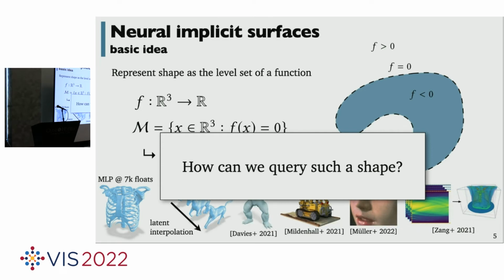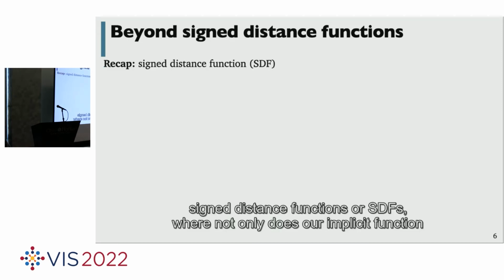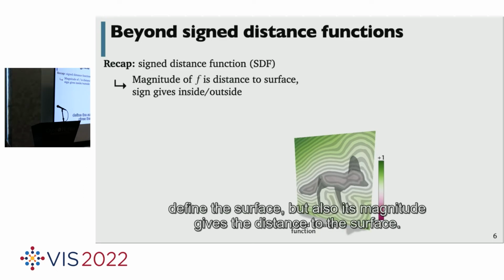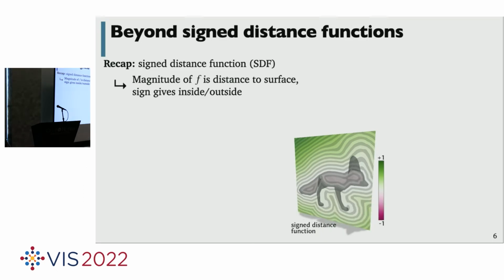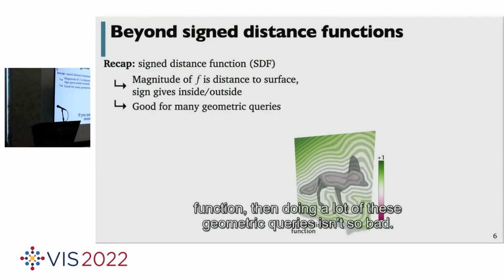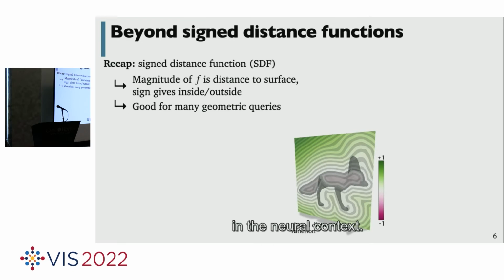The way this has been tackled in the past is by using what's called signed distance functions, or SDFs, where not only does our implicit function define the surface, but also its magnitude gives the distance to the surface. If you actually have a high quality, accurate signed distance function, then doing a lot of these geometric queries isn't so bad. But being limited to signed distance functions has a lot of downsides in the neural context.